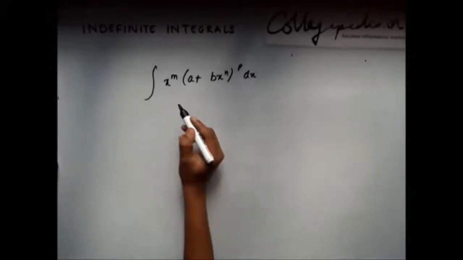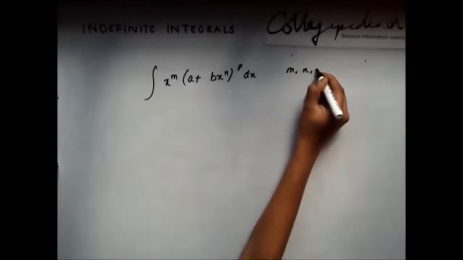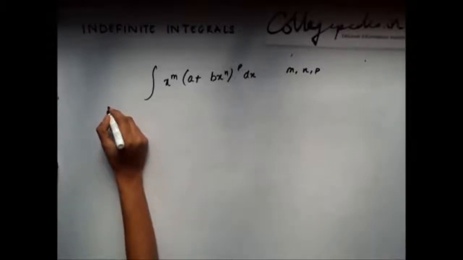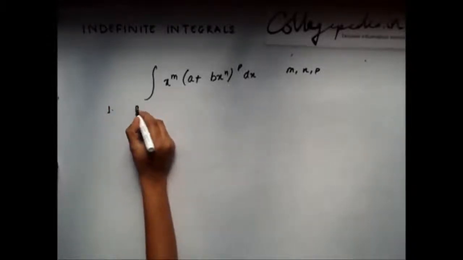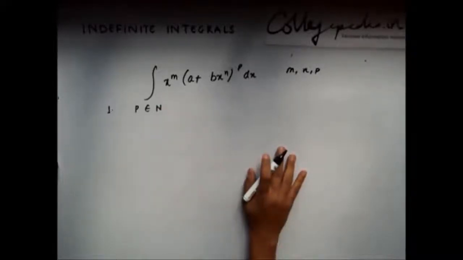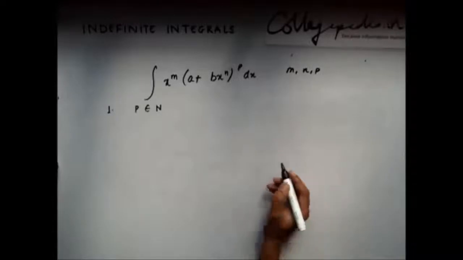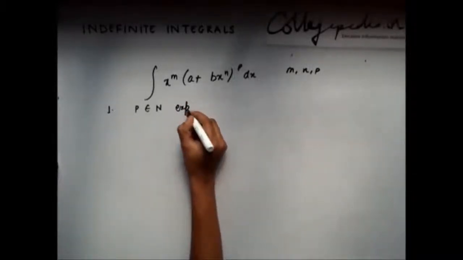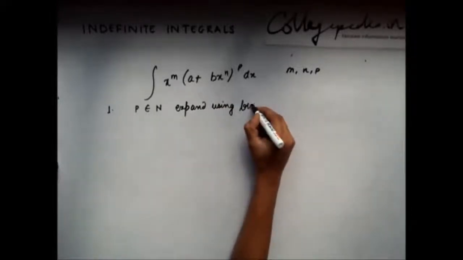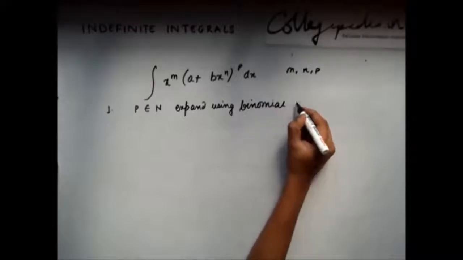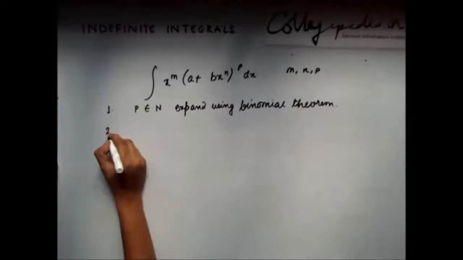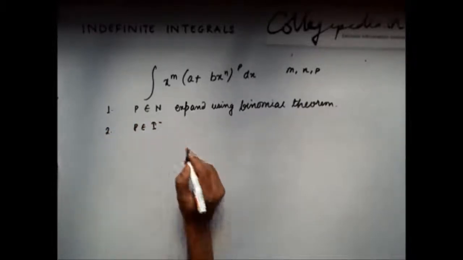Now, depending on the values of m, n and p, we'll have four cases. The first case is when p belongs to the natural numbers. In that case, we'll expand using the binomial theorem and then we'll integrate.